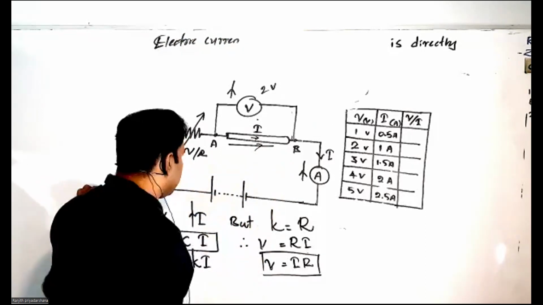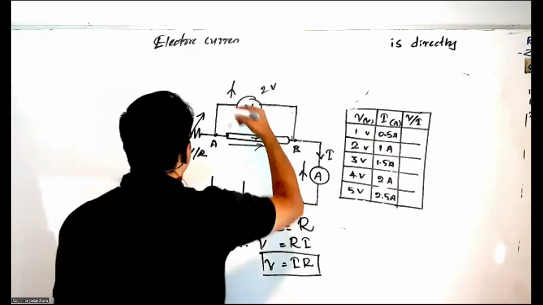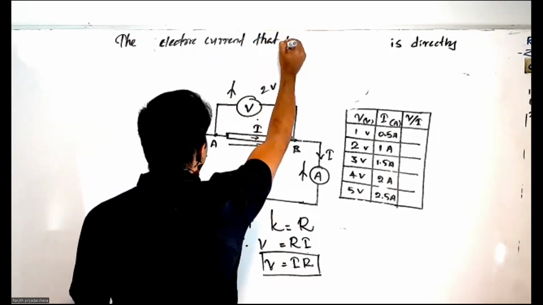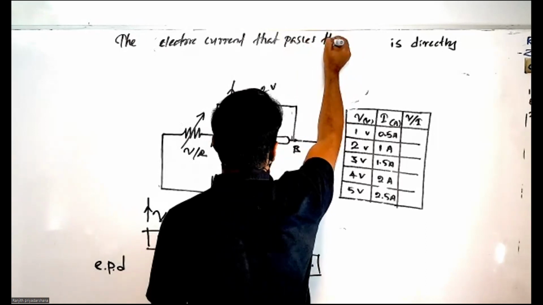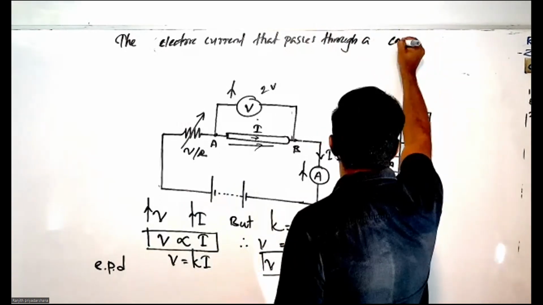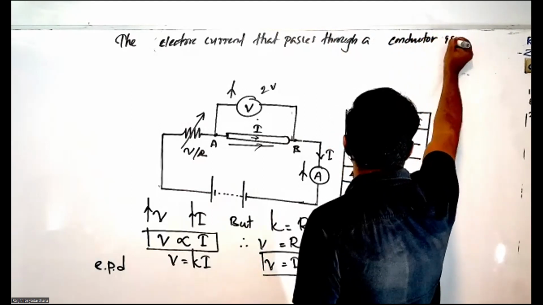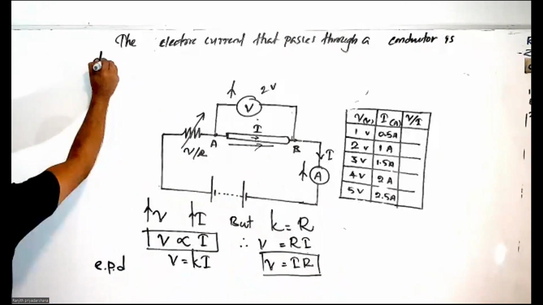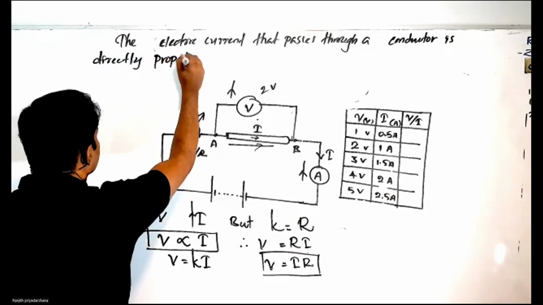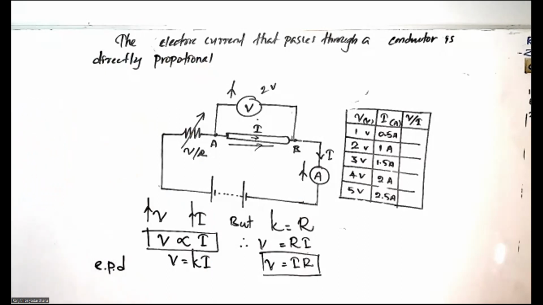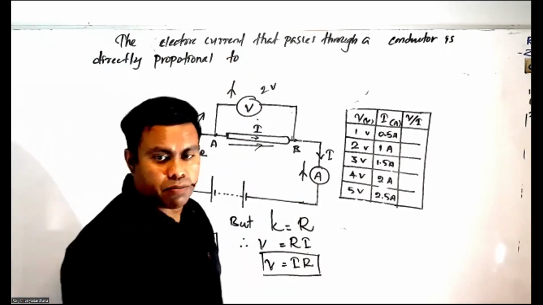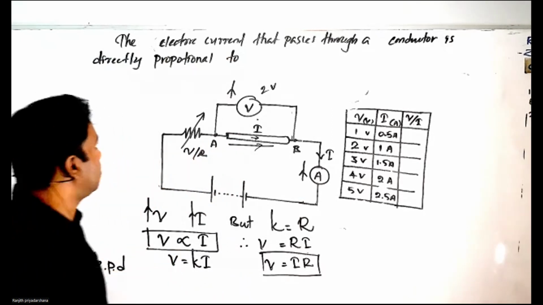The electric current that passes through a conductor is directly proportional to the electric potential difference.